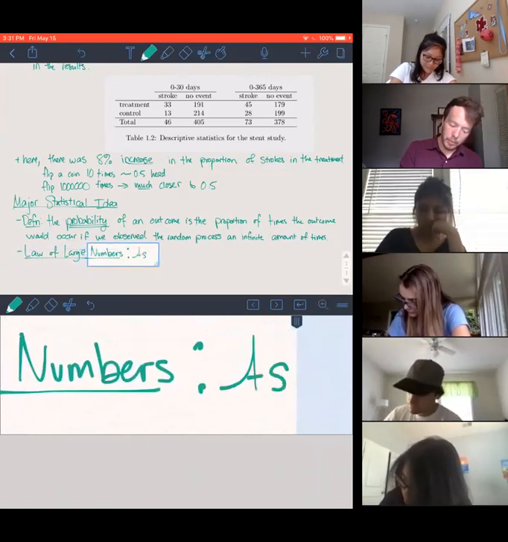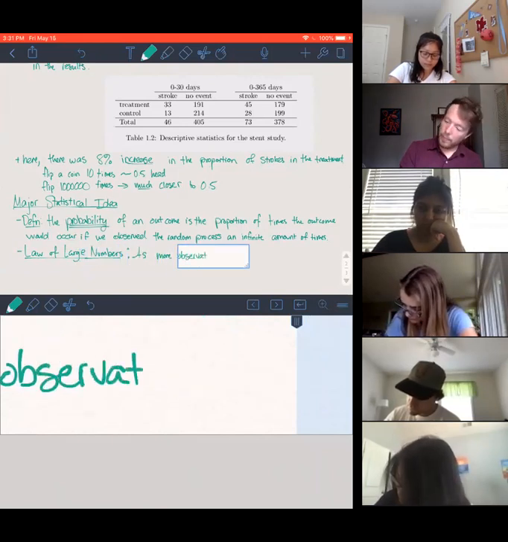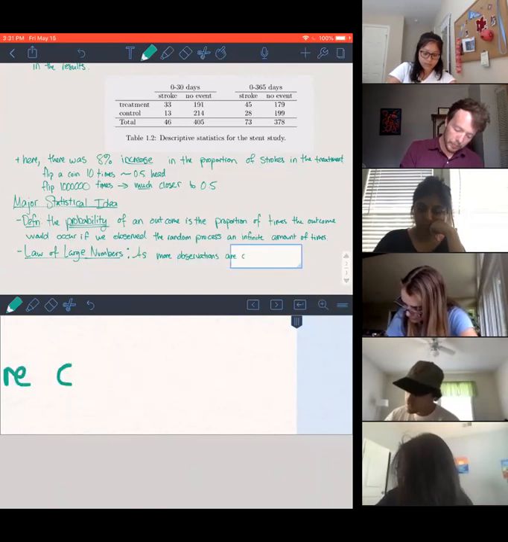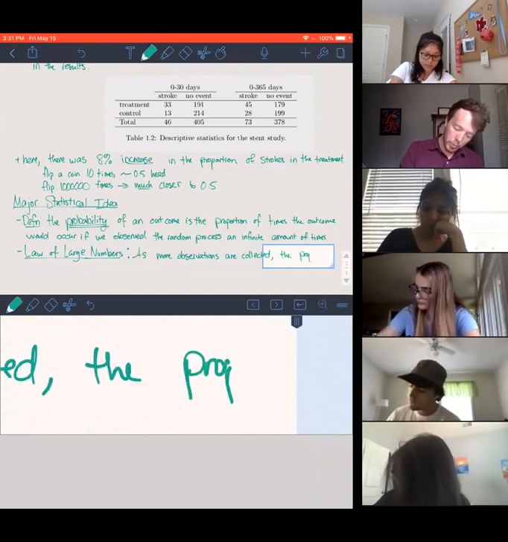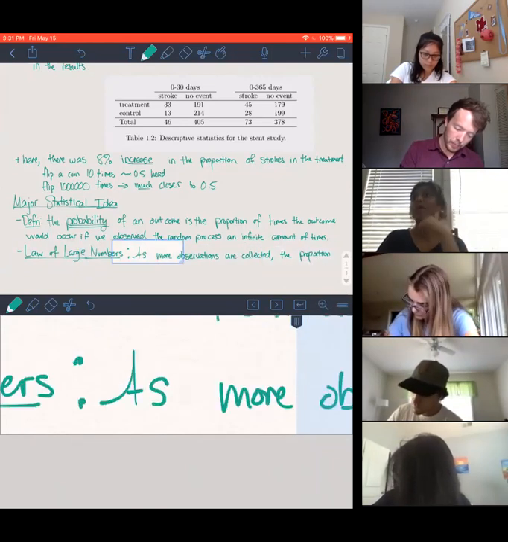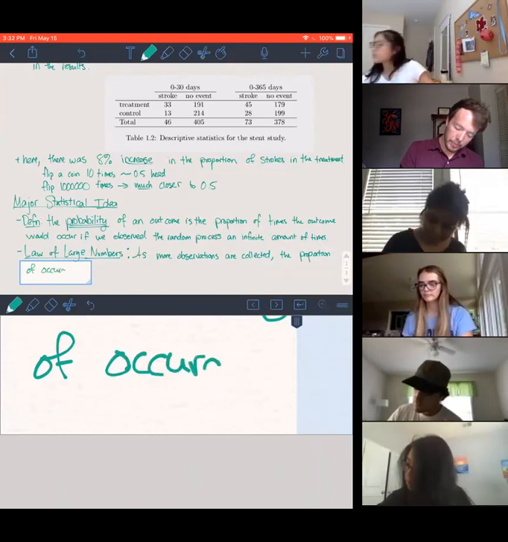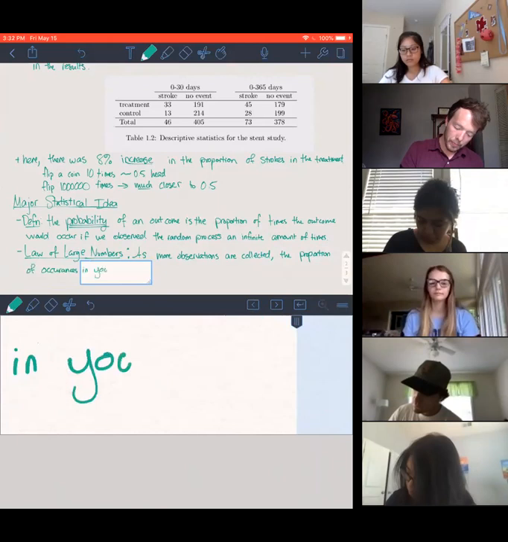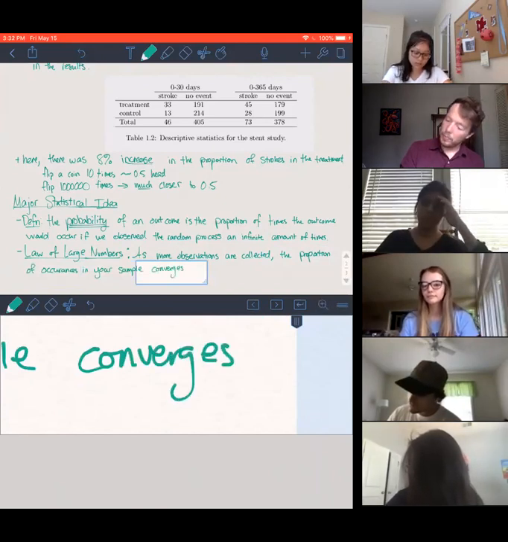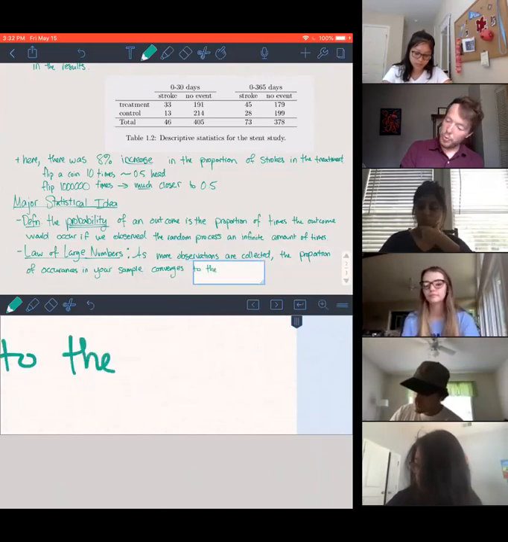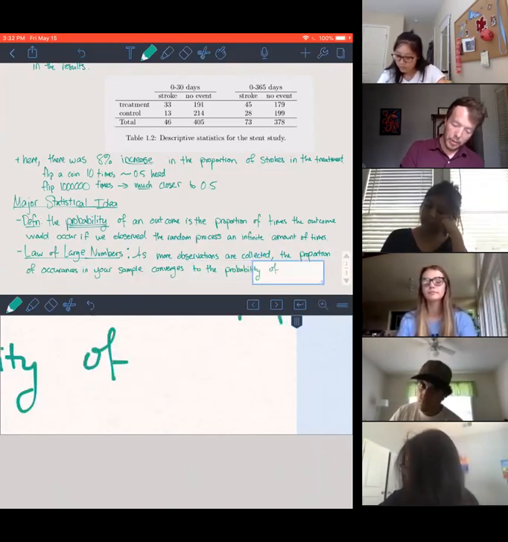And the idea here is as more observations are collected, the proportion of occurrences in your sample converges to the probability of the outcome.